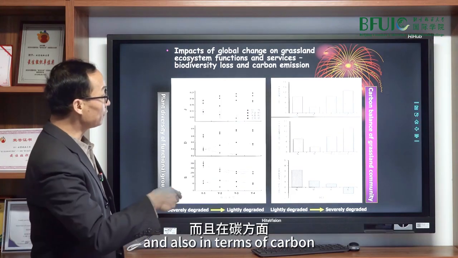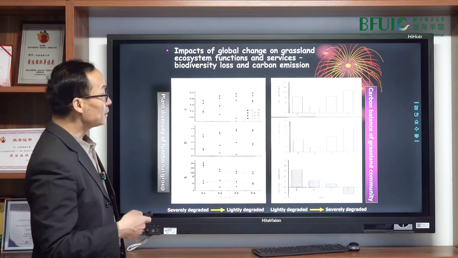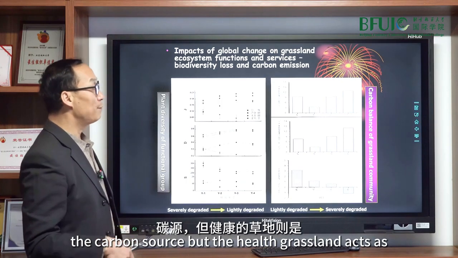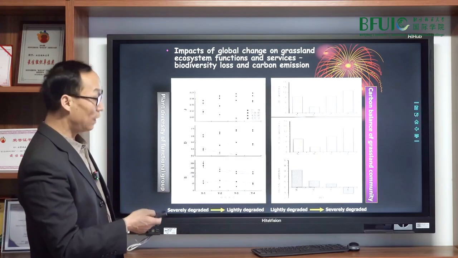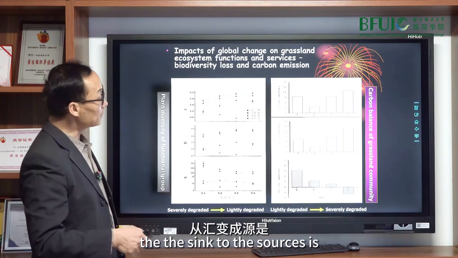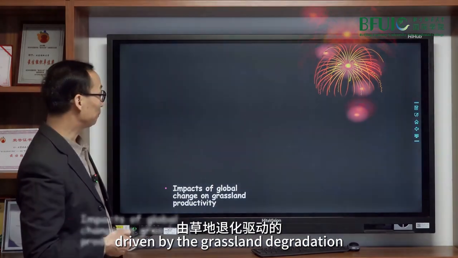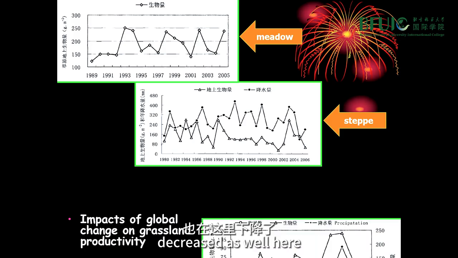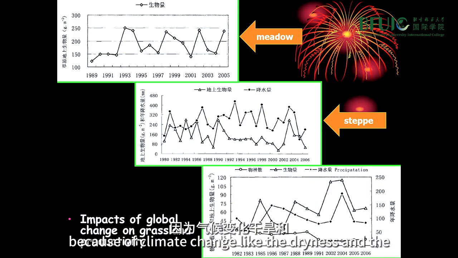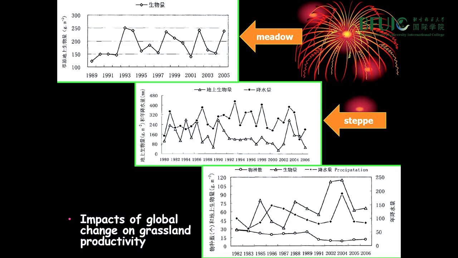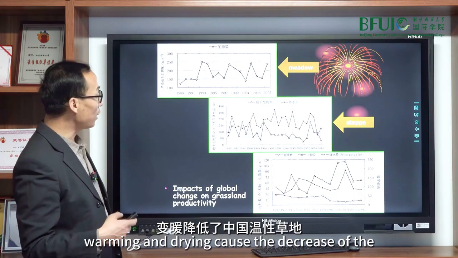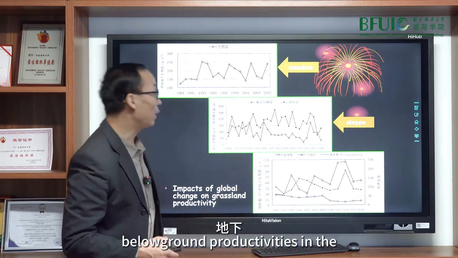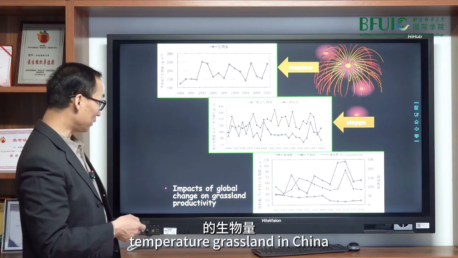And also, in terms of carbon, the degraded grassland becomes a carbon source, but the healthy grassland acts as a carbon sink. So from sink to source, this is driven by grassland degradation. And of course, the productivity of grassland decreased as well. Here, because of climate change, the warming and the drying cause the decrease of above ground and below ground biomass in the temperate grassland in China.